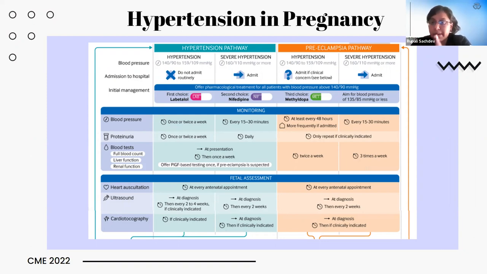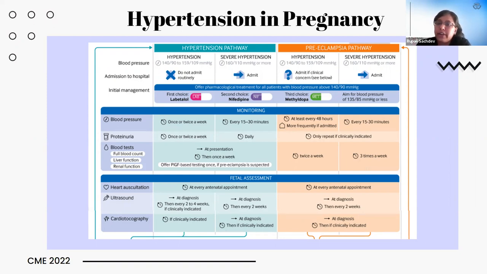I'm sure in real life practice, it's a lot more difficult to get them to comply and make sure their blood pressure lies in this range. But that's what you aim for. So monitoring. You do blood pressure monitoring once or twice a week. In the hypertension, you also check for proteinuria, and you do certain blood tests that include your full blood count, your liver function, and your renal function tests.